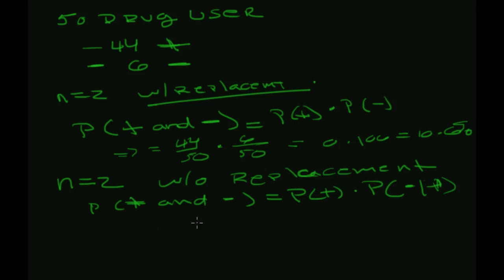Okay, so let's take a look at what's going on here. Alright, so the probability of positive is still 44 out of 50. But given that I just had a positive and I'm not replacing, so this times, now there's still 49 people left and 6 of them had a negative result. So this is the probability of negative given that I've had a positive.